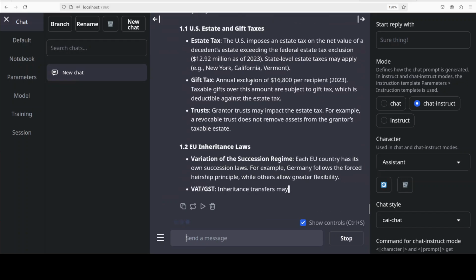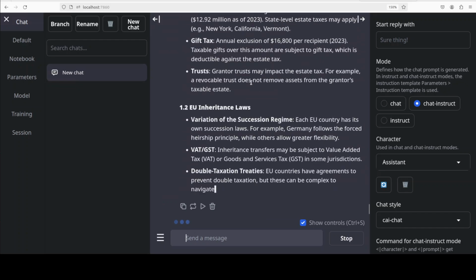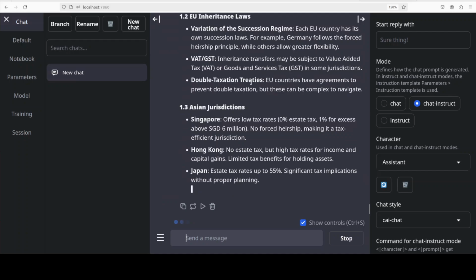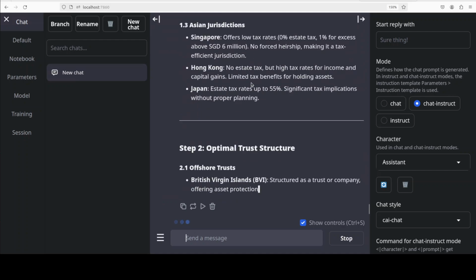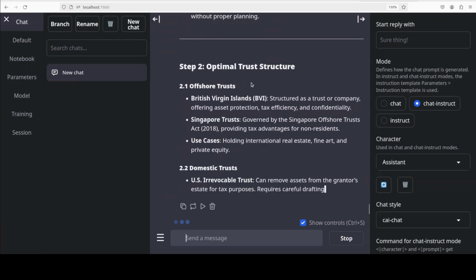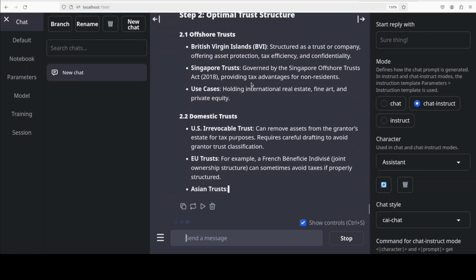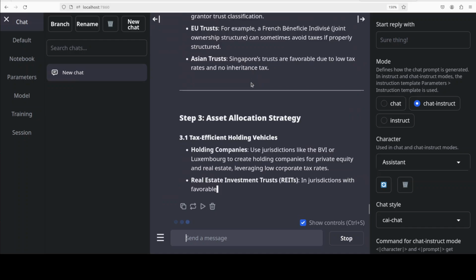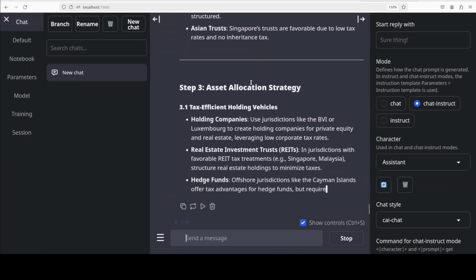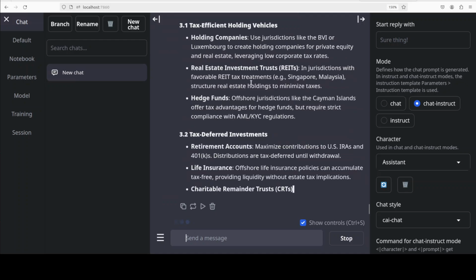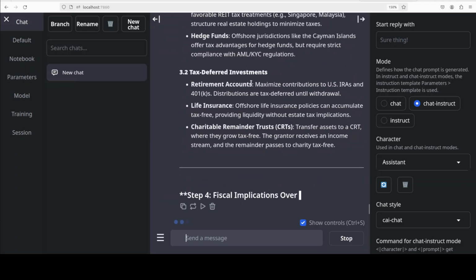There you go. So it is just going step by step. It has started with the US one, and then it is talking about European Union inheritance laws, Asian jurisdictions, and it has automatically picked up a few of the major economies. And then it is talking about optimal trust structure, talking about asset allocation around stocks, bonds, and all that stuff, and REITs, hedge funds. This is good.